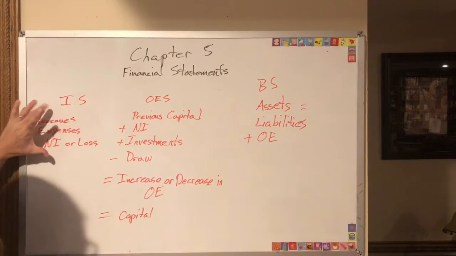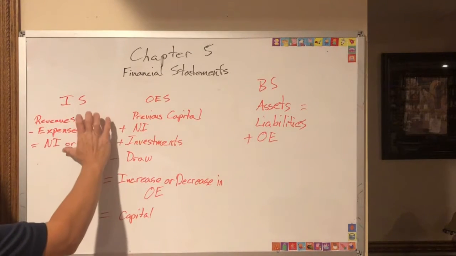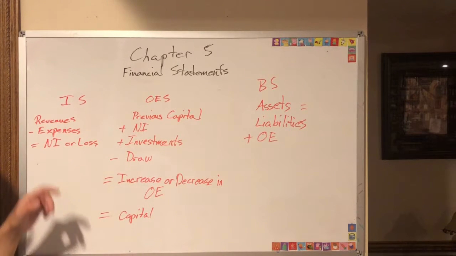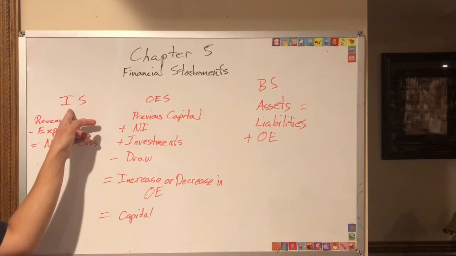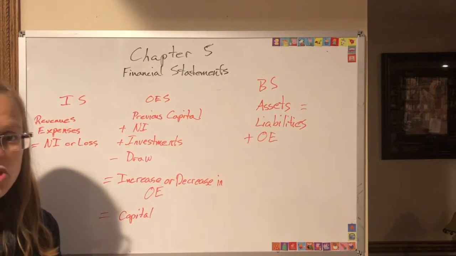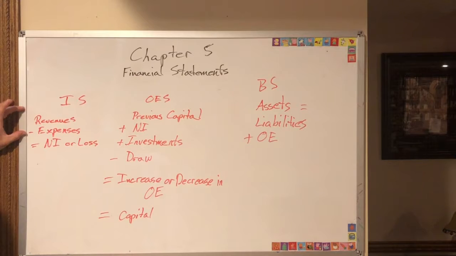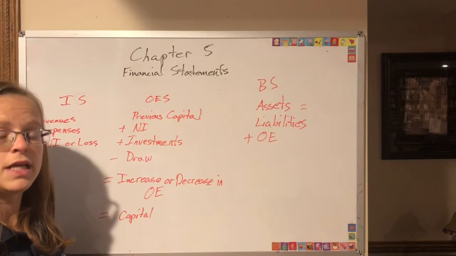All right, so just to go over the financial statements that we covered. Income statement. Income statement is your revenues minus your expenses equals net income or loss. Did your company profit or did they lose? All right, so revenues minus expenses equals net income or loss. NI I abbreviate for net income. You can see I abbreviated these statements: IS for income statement, OES for owner's equity statement, and BS for balance sheet. Revenues minus expenses equal net income or loss. Did the company profit or did they lose money?